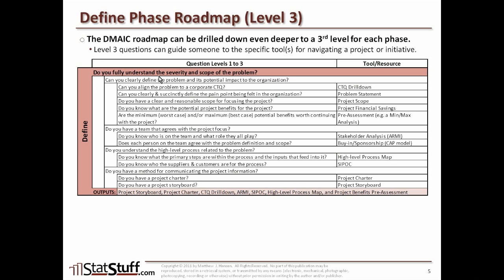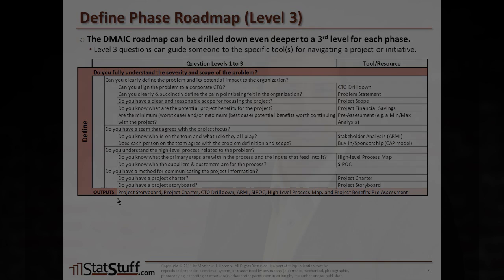Do you fully understand the severity and scope of the problem? Let this roadmap be a guide to help you through each of these different layers, specifically pointing you to the different tools that can help you along the way so you can ultimately answer this question for the define phase. And then you'll probably expect to have these types of outputs as your different tools or the things coming out of this define phase as you work through this. So again, once you can answer yes to all of these questions, then you're ready to move on to the next phase, the measure phase.